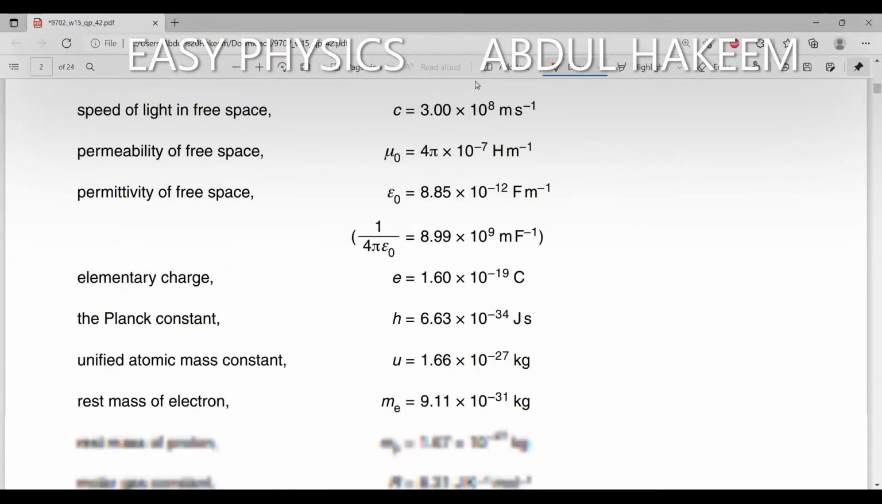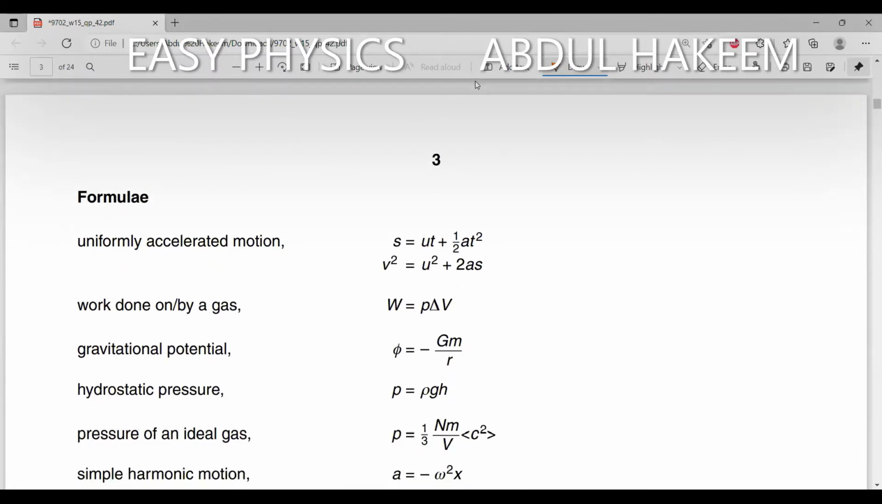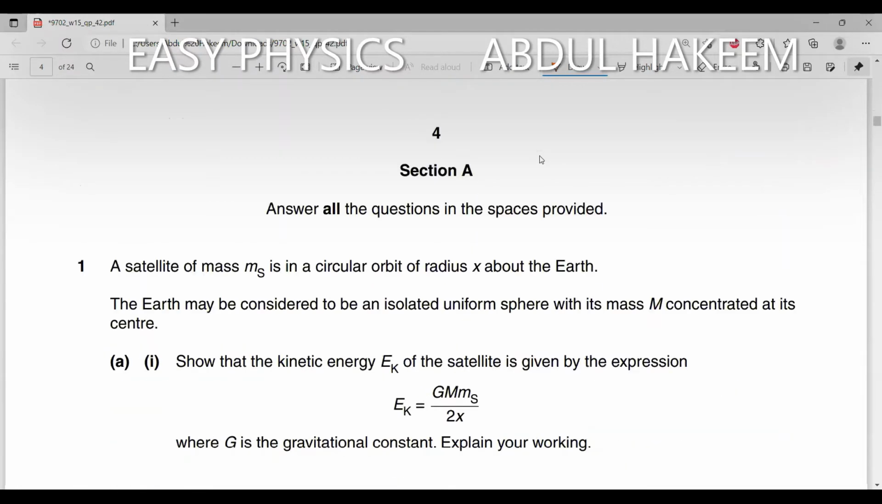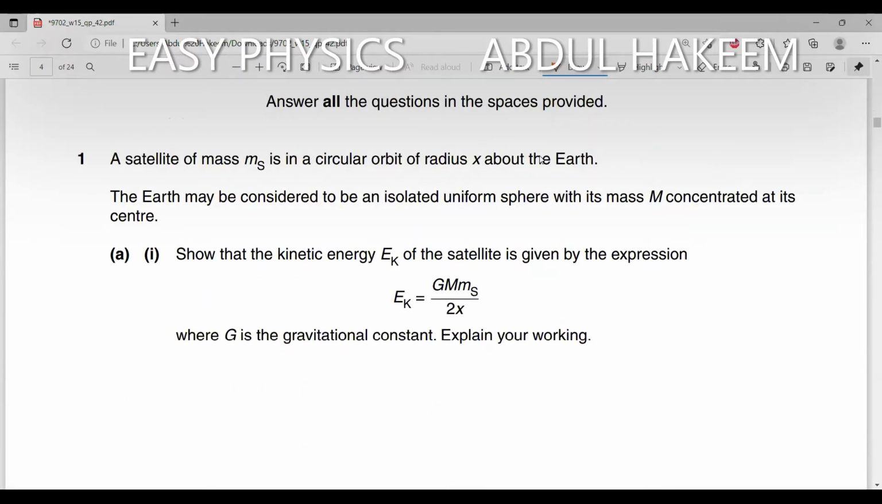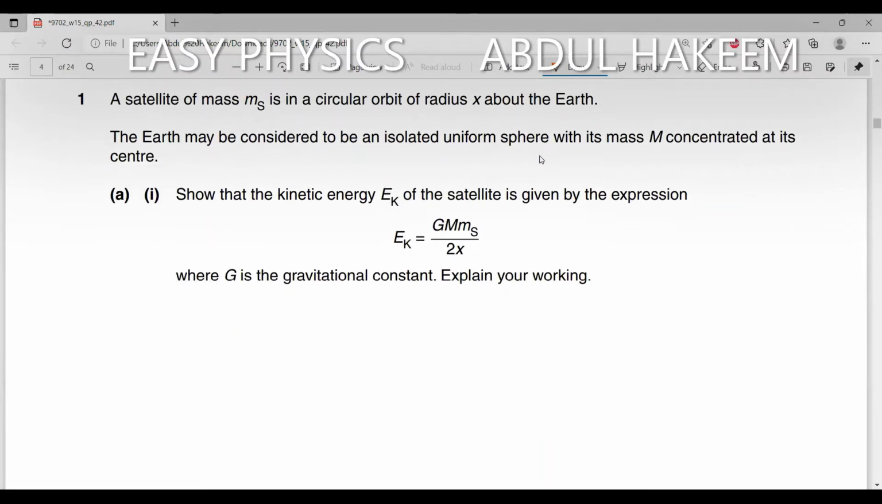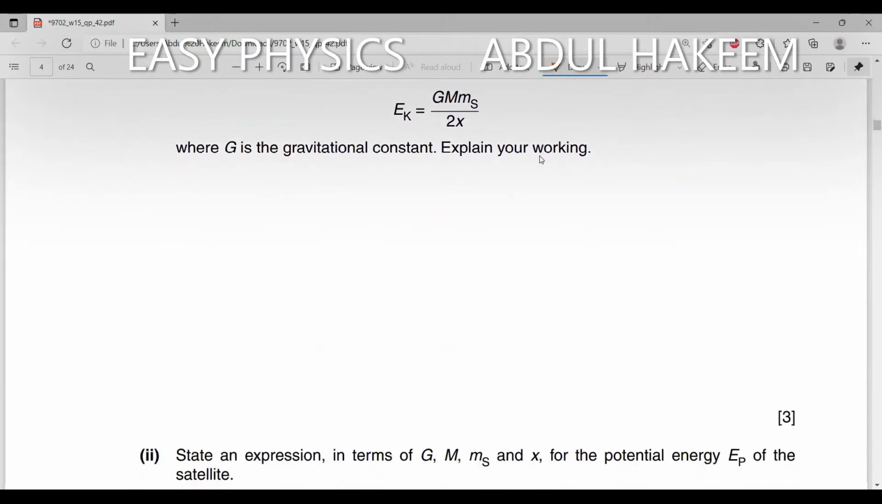So look at the first question. A satellite of mass ms is in a circular orbit of radius x about the Earth. The Earth may be considered to be an isolated uniform sphere with its mass M concentrated at its center. Show that the kinetic energy of the satellite is given by the expression. So 3 marks. First of all, we have to derive the equation for the speed in orbit.